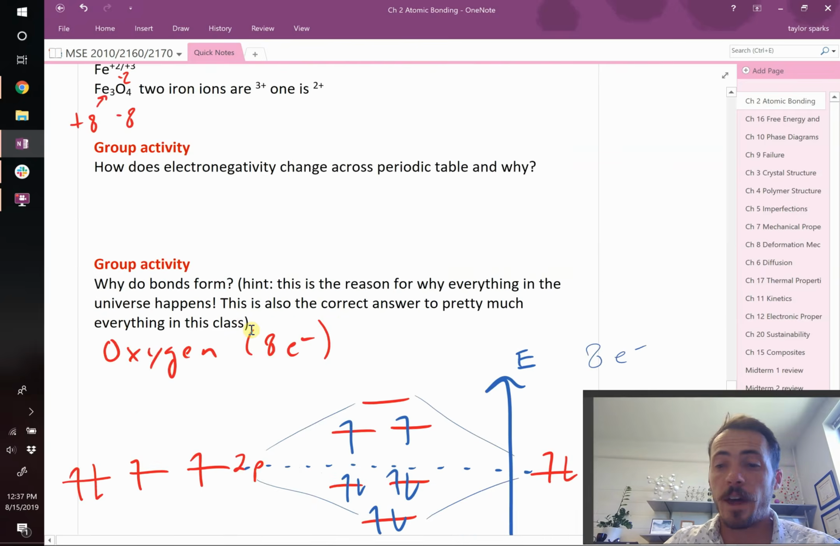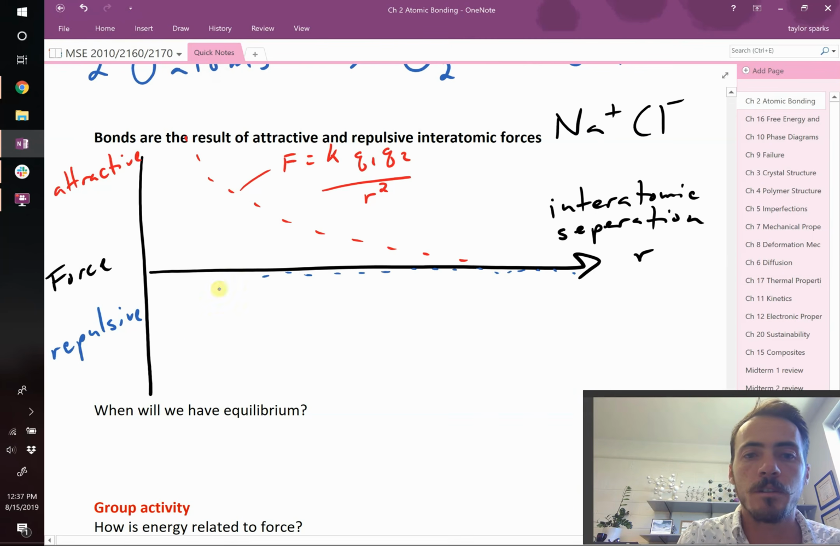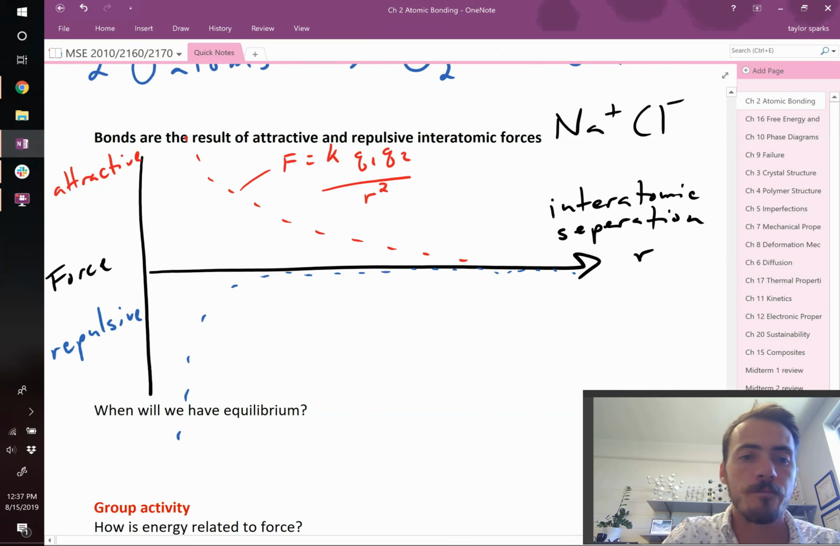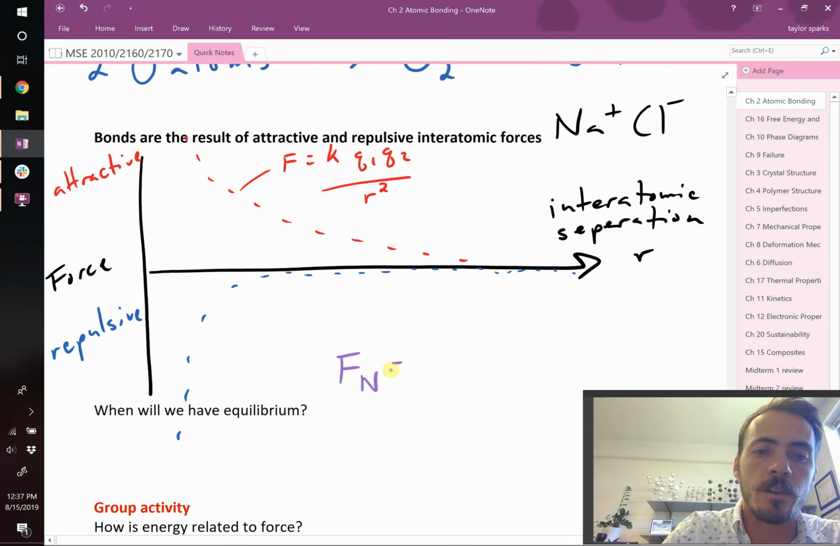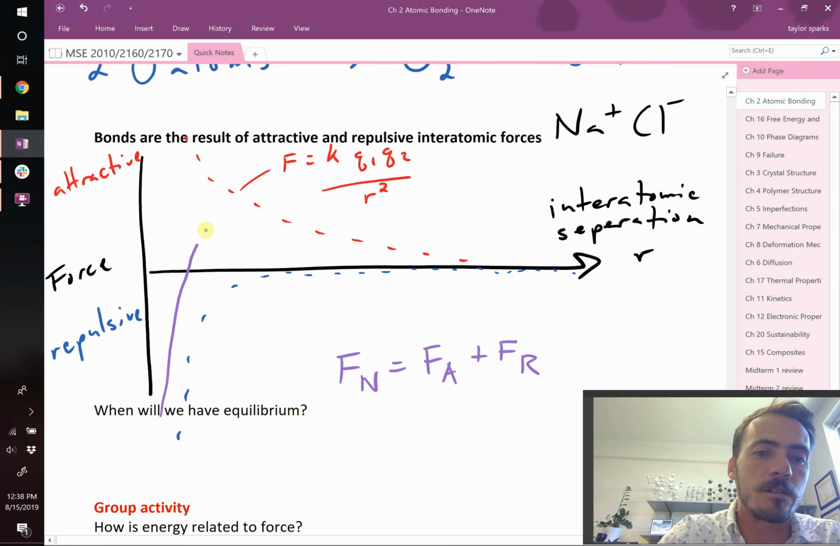So what that means on a force diagram is that it's a really steep penalty. Sometimes they call it a hard sphere model. Basically, there's no penalty until you get close, and then there's a huge penalty. It takes off really fast, right? So what we're going to do is add these two together, okay? The net force, I'm going to call it Fn, is going to be equal to the attractive force plus the repulsive force, right? So the blue line and the red line, if you add those together, you're going to get something that would look like this, okay?